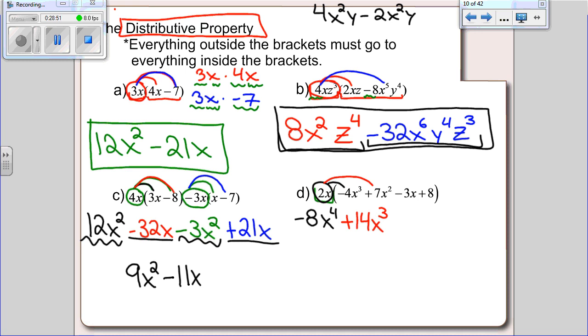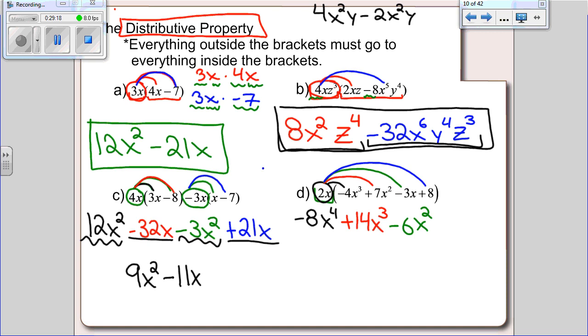Now I distribute again. 2 times negative 3 is negative 6. Make sure you have a negative. x times x is x squared. The final one, 2x times positive 8 should be plus 16.